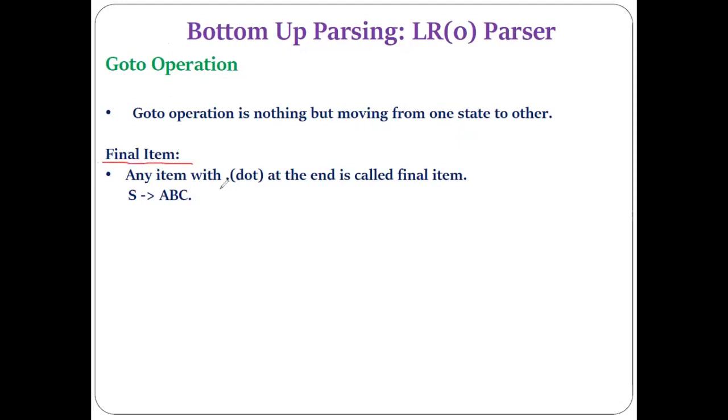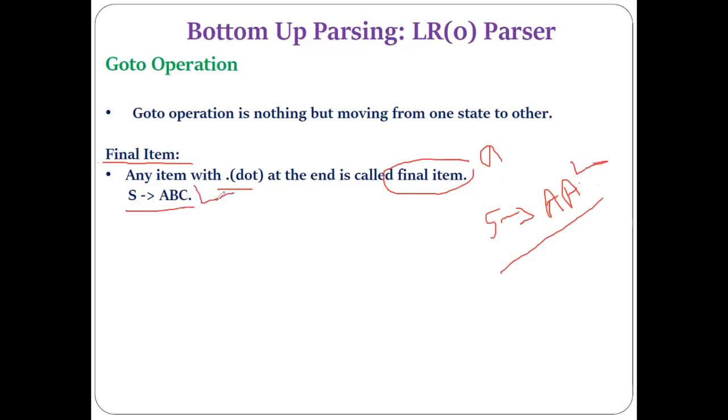Now, the final item: any item with the dot at the end is called a final item. Suppose there is a production like this, S derives AA dot. This particular production with the dot at the end is called a final item. Or here also I have mentioned S derives ABC dot. This is called a final item. Any production or item with the dot at the end is called the final item.